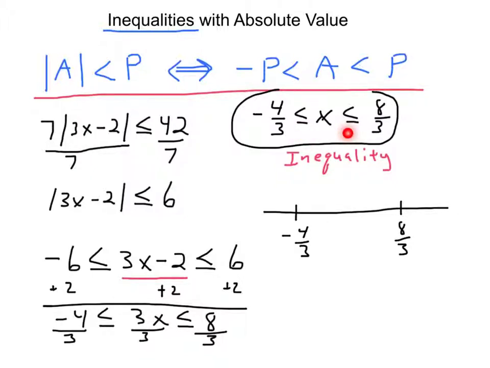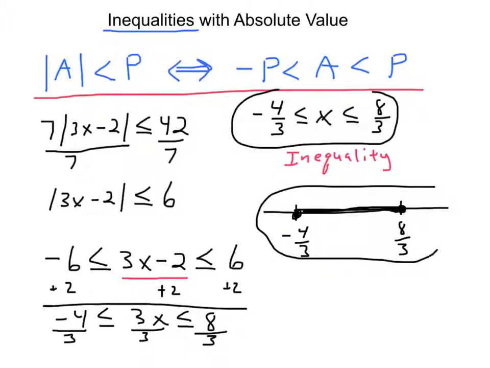So you'll fill them in with solid dots. If you didn't want to include them, you'd leave open circles, just like we did before, and we'll shade between those two points. So any number in that shaded area makes the statement true. So that would be another way to express our answer. And that's called a graph on a number line.